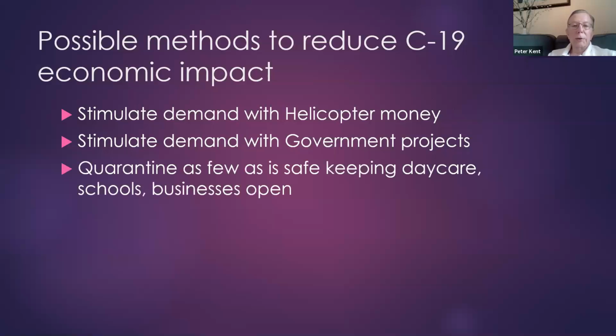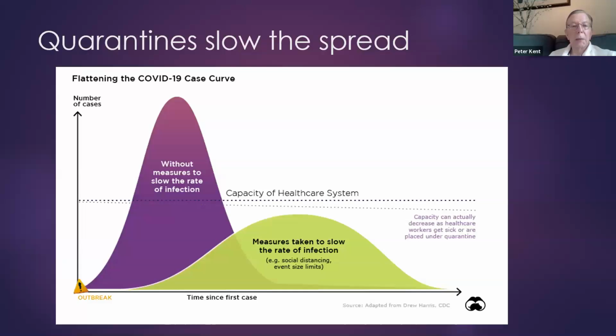You could quarantine as few as possible, and keep as few as is safe, but you'd keep the daycares, the schools, and the businesses open to some extent, a reduced extent, but to some extent. That's Sweden's approach. And what are we trying to do here? Well, we're trying to do what everybody refers to as flatten the curve.